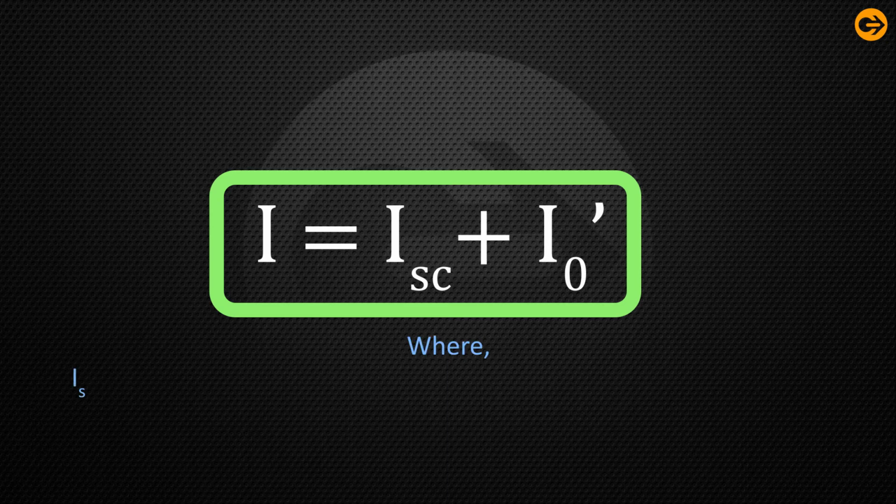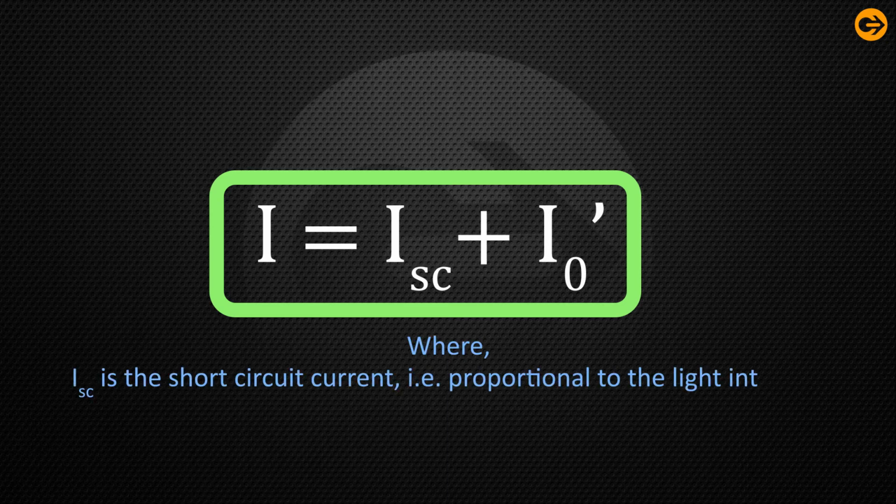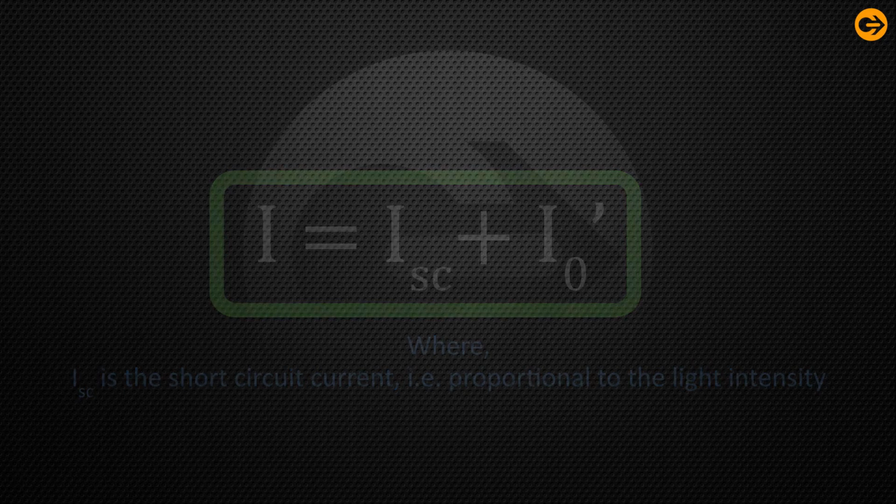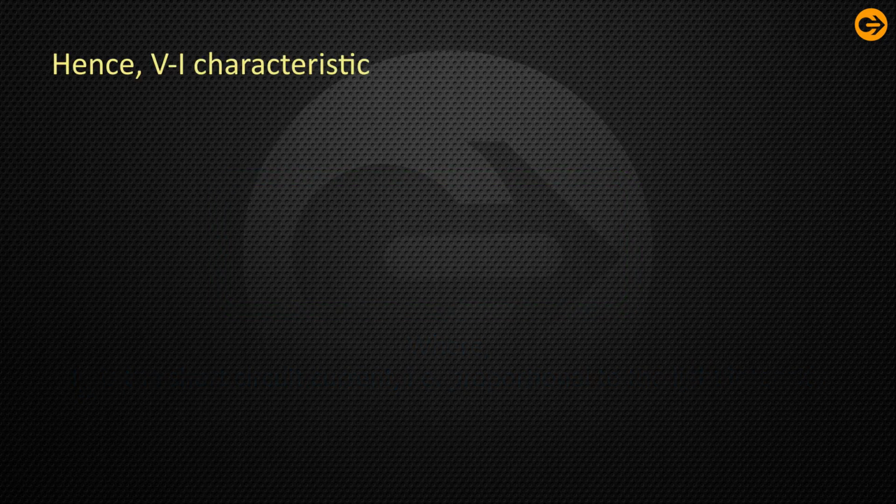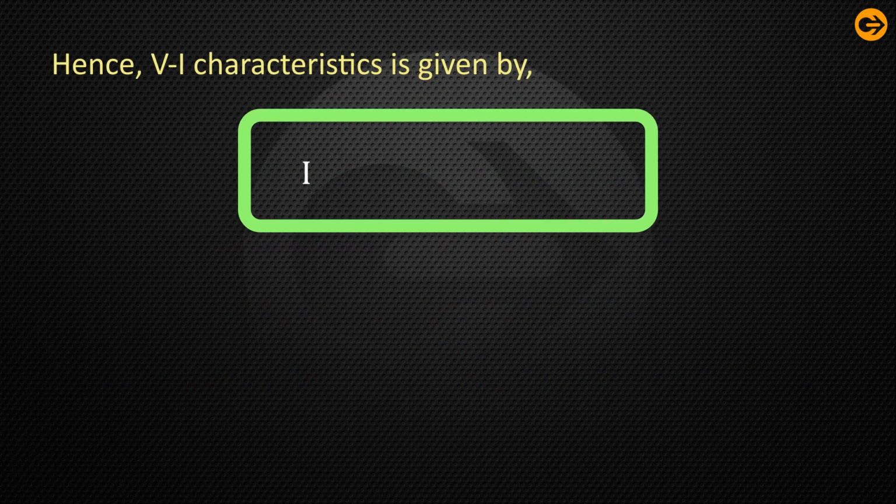At this condition, the current under large reverse bias is I equal to ISC plus I naught, where ISC is the short circuit current that is proportional to the light intensity. Hence, the VI characteristic is given by I equal to ISC plus I naught multiplied by 1 minus e to the power V by eta VT.